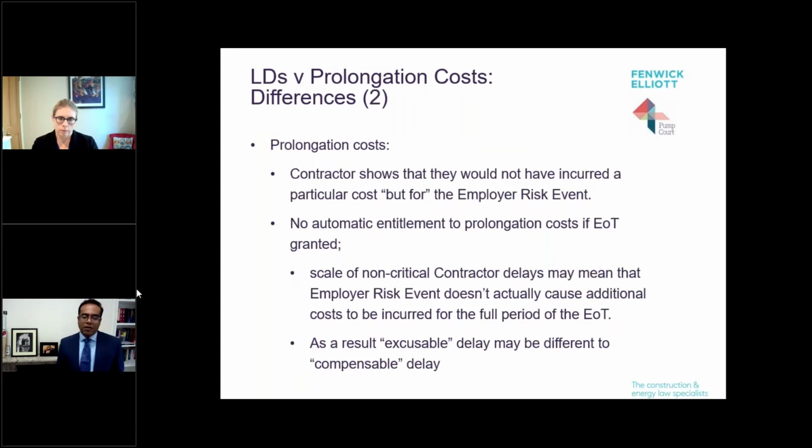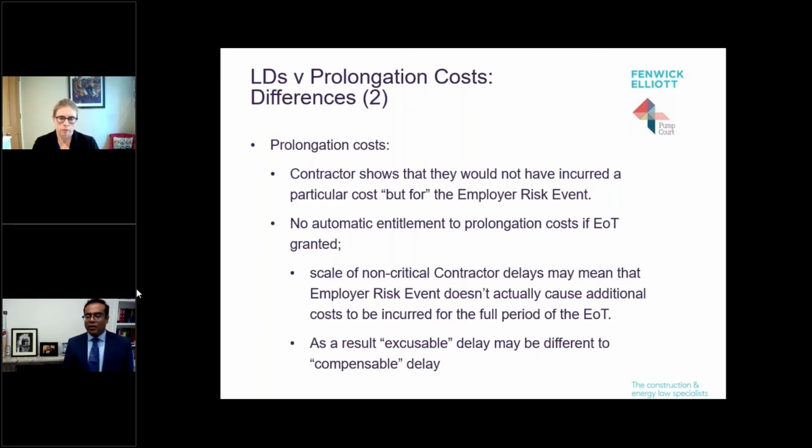You see, the point of prolongation costs is to compensate the contractor for costs that they would not have incurred but for the employer risk delay. The contractor will not be awarded costs that it would have incurred anyway. So what you're trying to do is work out the costs that the contractor would have incurred but for the employer delay. And in this kind of claim, it's essential to consider the extent of the contractor's non-critical delay.